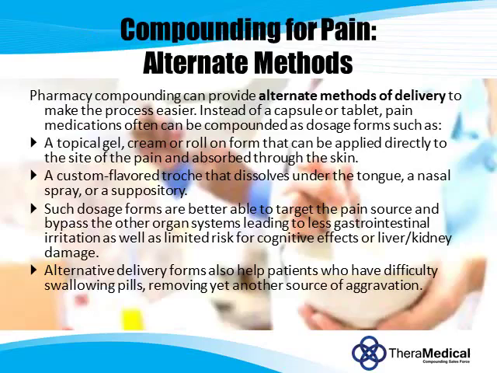Due to limitations many people have with pills, which include side effects or difficulty swallowing, pharmacy compounding can provide alternative methods of delivery to make the process easier. Instead of a capsule or a tablet, pain medications often can be compounded as dosage forms such as a topical gel, cream, or roll-on form that can be applied directly to the site of pain and absorbed through the skin, a custom flavored troche that dissolves under the tongue, a nasal spray, or a suppository.